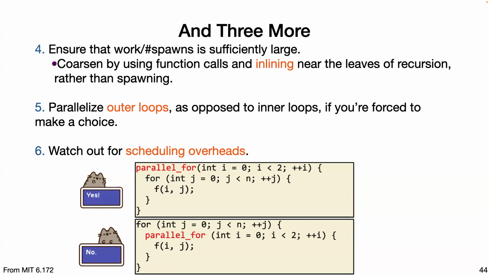And the last one is to watch out for scheduling overhead. This is related to the previous one: when you fork work, there is overhead, because the scheduler has to deal with it and assign it to some processor. The reason you want to parallelize outer loops rather than inner loops is that in this example, if the outer loop runs over n and is serial, then your span is already n.